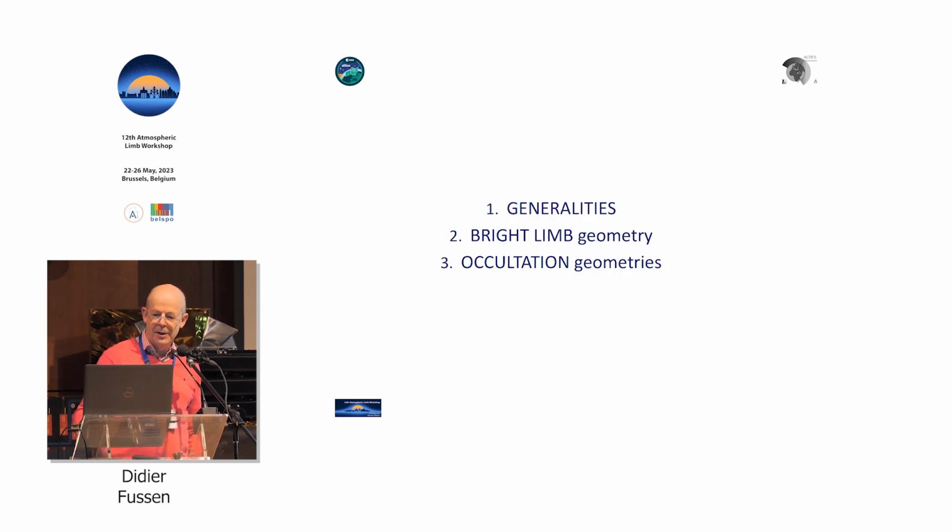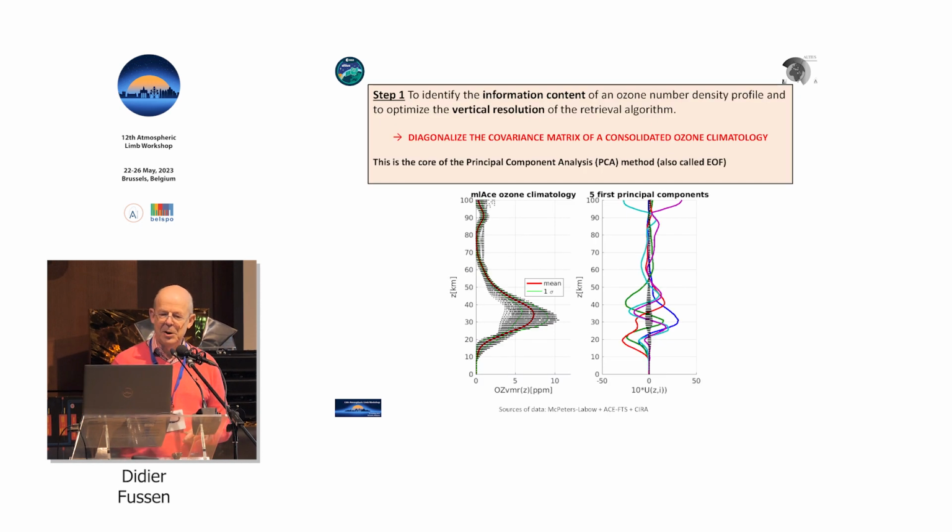I'm going now to have a short overview of the kind of algorithm we want to implement for our primary objectives. I will have a short chapter about generalities, and I will switch to bright limb and occultation. Of course, in this limited time, it is not easy to speak about everything.